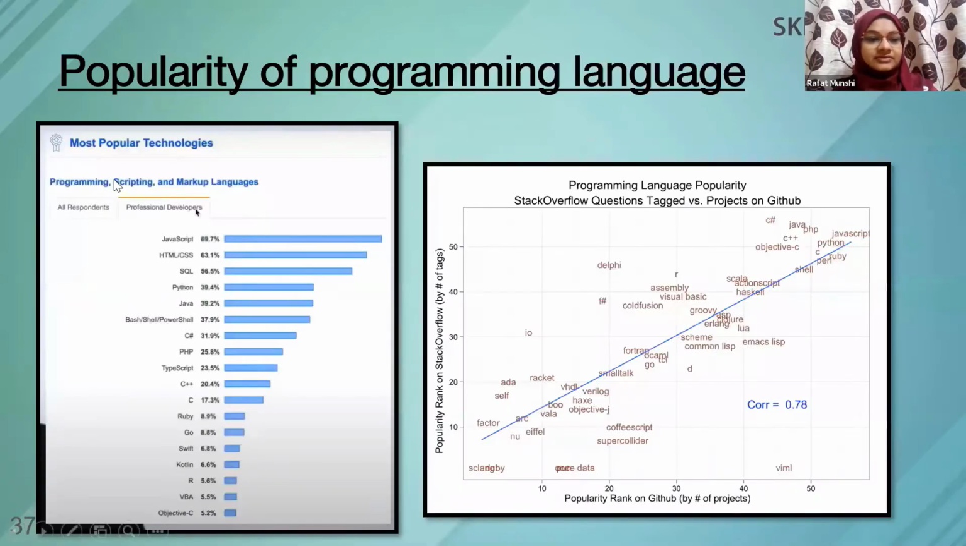If you can see, there was a survey made on Stack Overflow website of most popular technologies used by professional developers. You can see JavaScript is the first one which is used in the programming, scripting, and markup languages section. Also over here, you could see another survey which is done again on Stack Overflow, and it ranked by popularity, and you can see that JavaScript has the highest number of projects on GitHub and number of tags on Stack Overflow. So JavaScript is really, really popular.